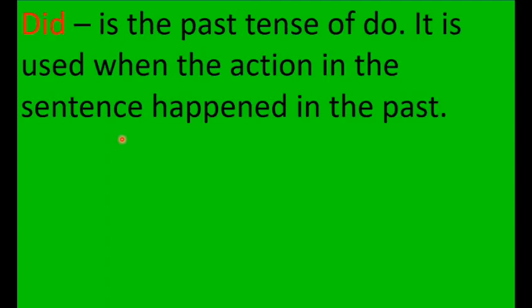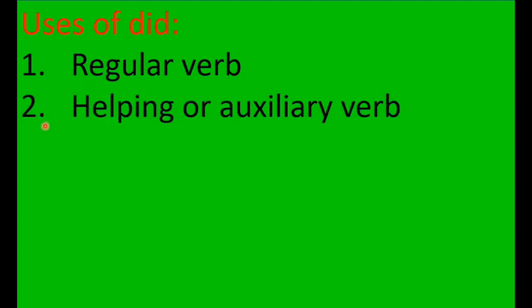Now, let us proceed to the use of did. When do we use did? Did is the past tense of do. It is used when the action in the sentence happened in the past. Okay. Here are the uses of did. First, it is used as a regular verb. And then, it is also used as a helping or auxiliary verb.